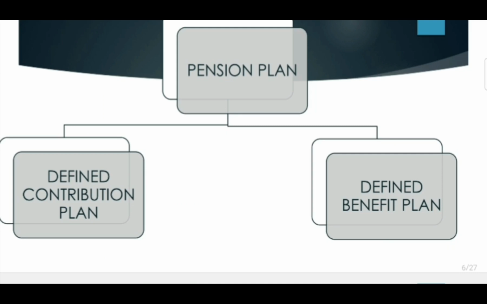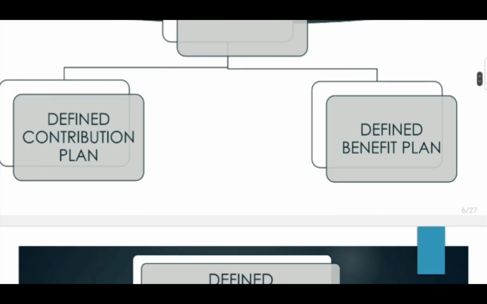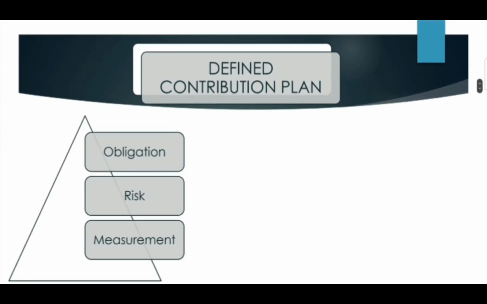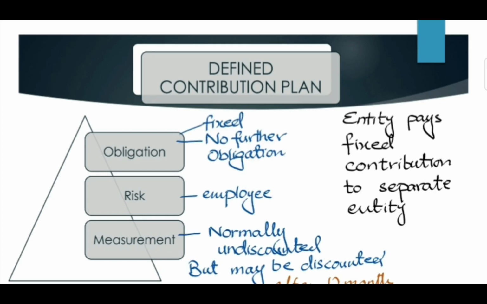Now about types of pension plan. There are 2 types of pension plan: defined contribution plan and defined benefit plan. First, about defined contribution plan. Under this plan, entity pays fixed contribution to a separate entity.